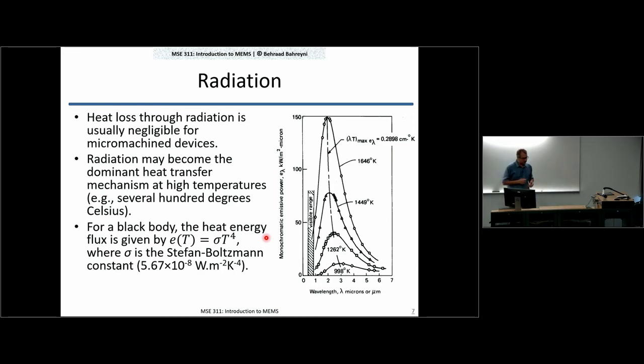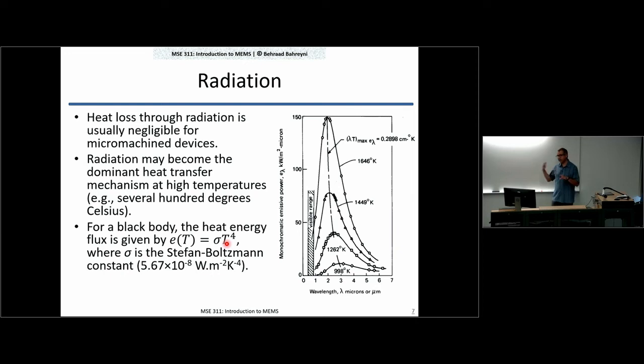And you can see that the typical dependency is T to the 4. It depends on the surface of the material, the emissivity of the material. And what happens is that it's basically proportional to T in kelvins to the power of 4. And at low temperatures, anything less than a few hundred degrees Celsius, this is negligible. In most situations, radiation doesn't come into play for typical MEMS device operation.